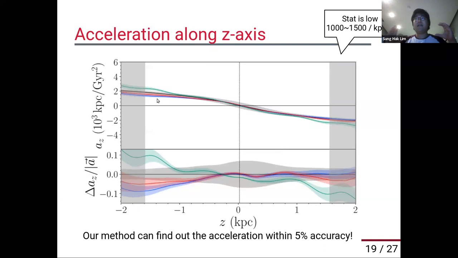As you see, since our galaxy, this H277, is a spiral galaxy, you expect that the objects away from the disk should fall in the disk direction. So for objects in negative z, you expect a positive acceleration. They will experience positive accelerations, and for objects in positive z regions, they will experience negative z accelerations. If you compare the black, which is the simulation truth, and red, which is our estimated values, they are again agreeing well within 5% accuracy.